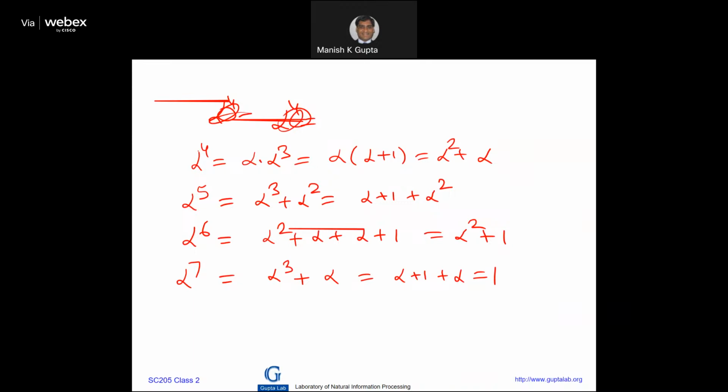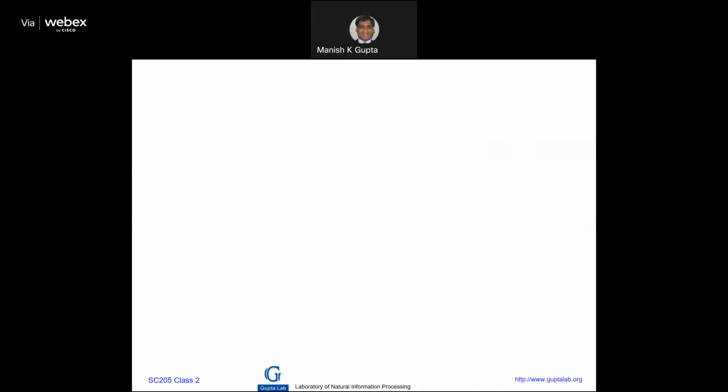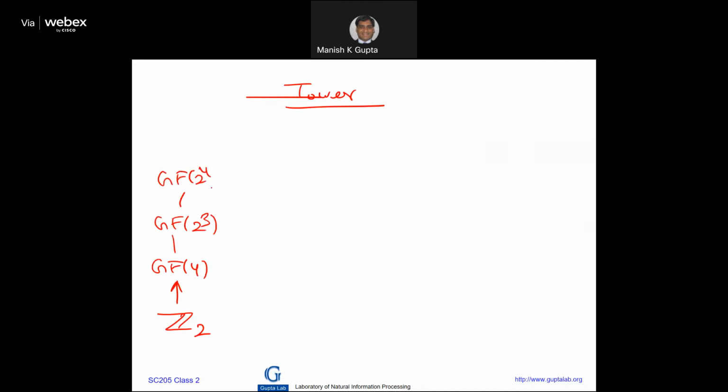So essentially, I should summarize that there is something called a tower of finite fields. We start with integers modulo 2. Then we build the field with 4 elements. Then we build GF(2 cube), GF(2 power 4), 16, and so on. Finally, we have the field with 2 raised to power m elements. This is known as the binary tower.